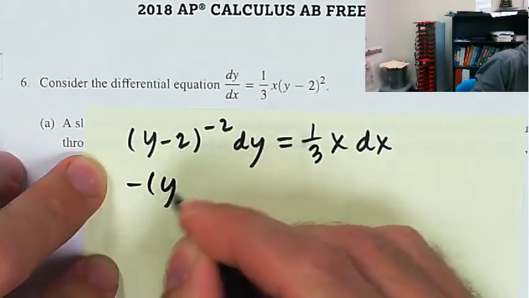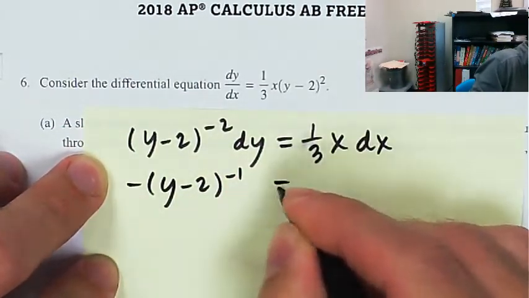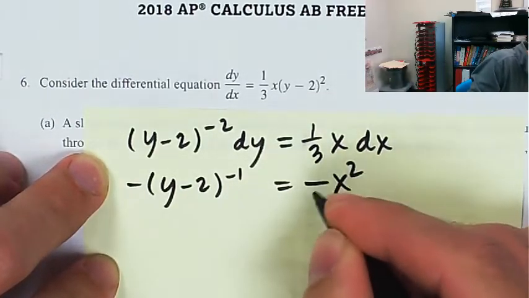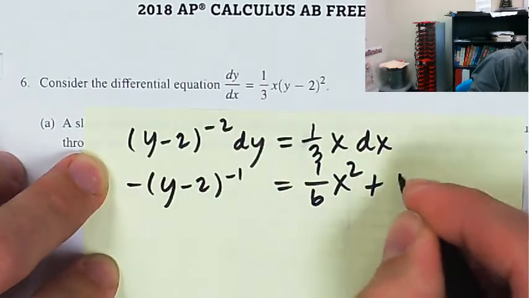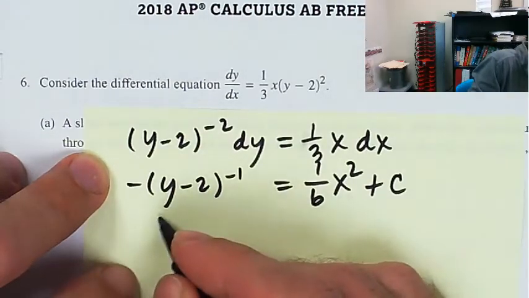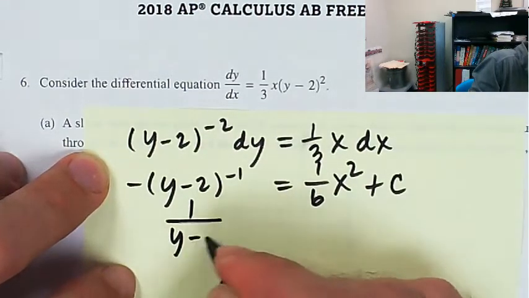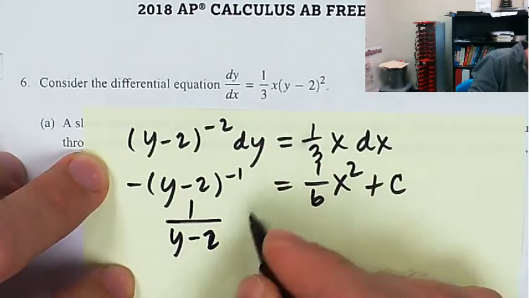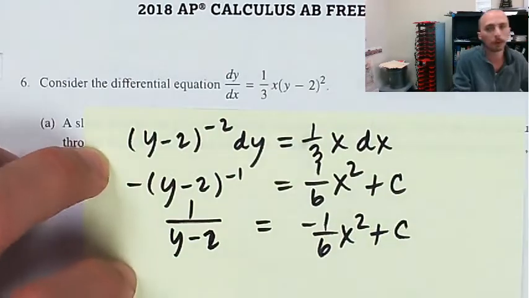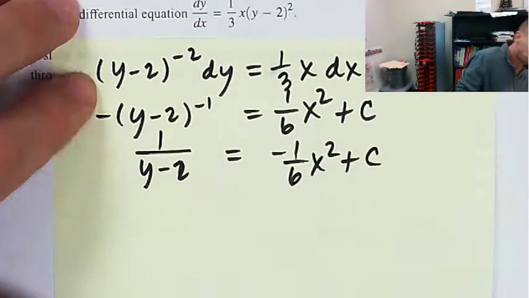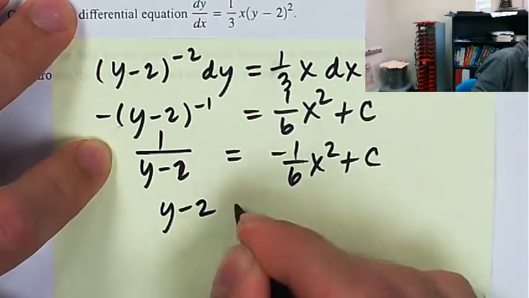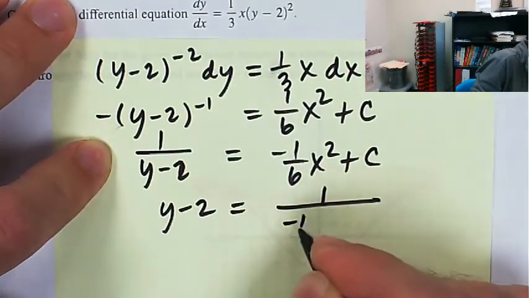And we can anti-differentiate both sides. So that's going to be negative y minus 2 to the negative 1 power equaling, increase the power by 1, divide by the new power, so that's going to be 1/6 of x squared plus c. Now we're going to start trying to solve for y, so I'm going to get rid of that negative. And I might write the negative 1 power as 1 over y minus 2 equals negative 1/6 of x squared plus c. Remember, we don't do algebra with plus c. Now if 1 over y minus 2 is this, then y minus 2 is going to be 1 over that.